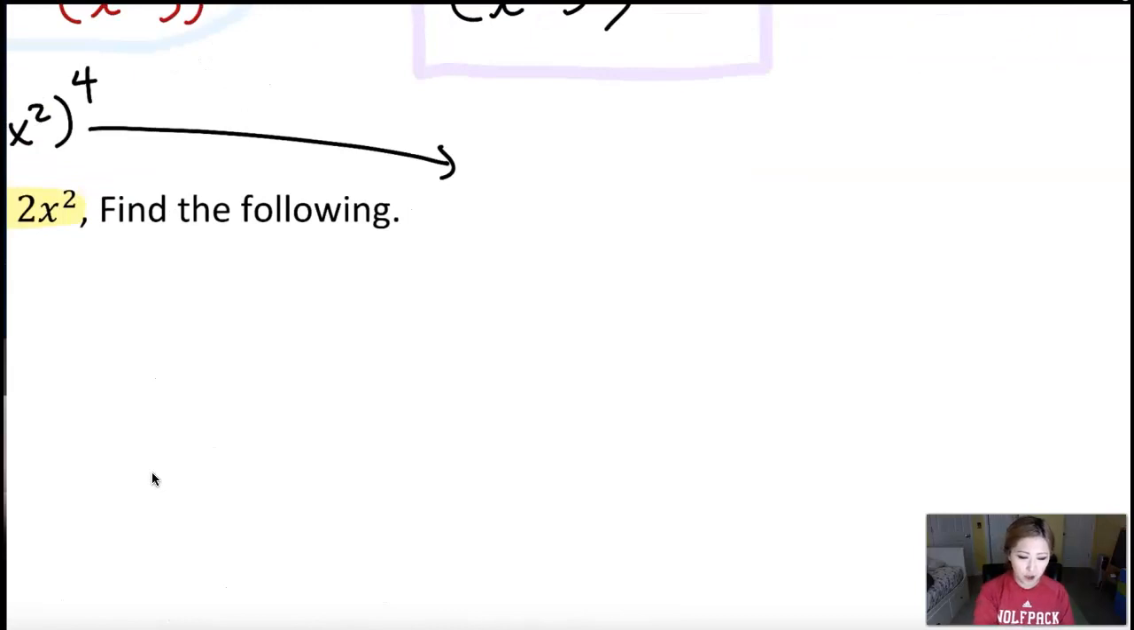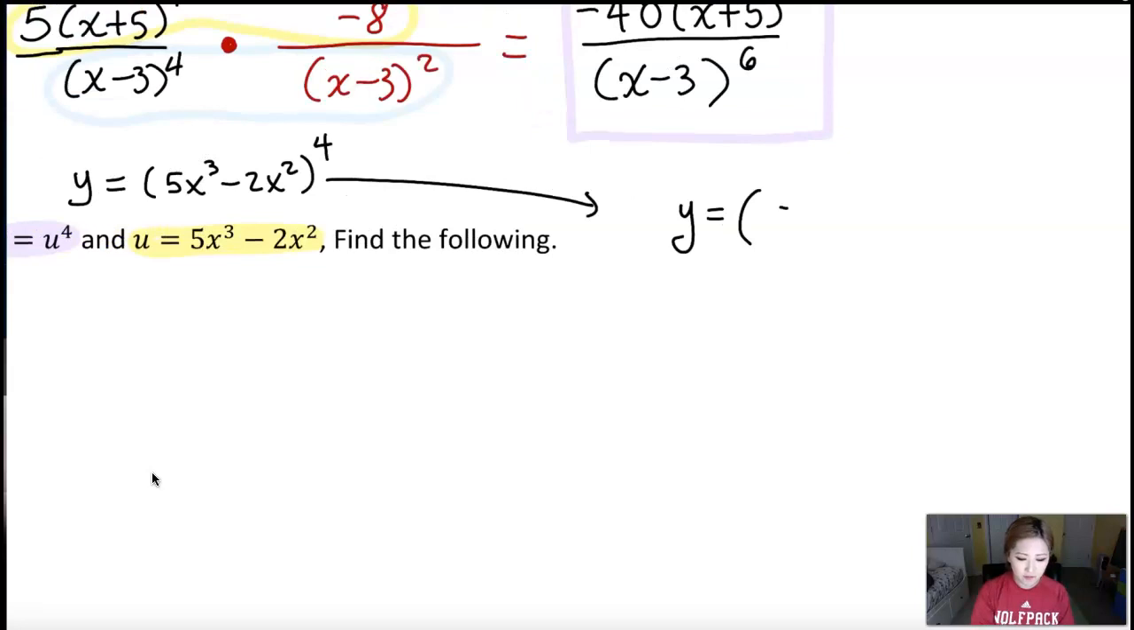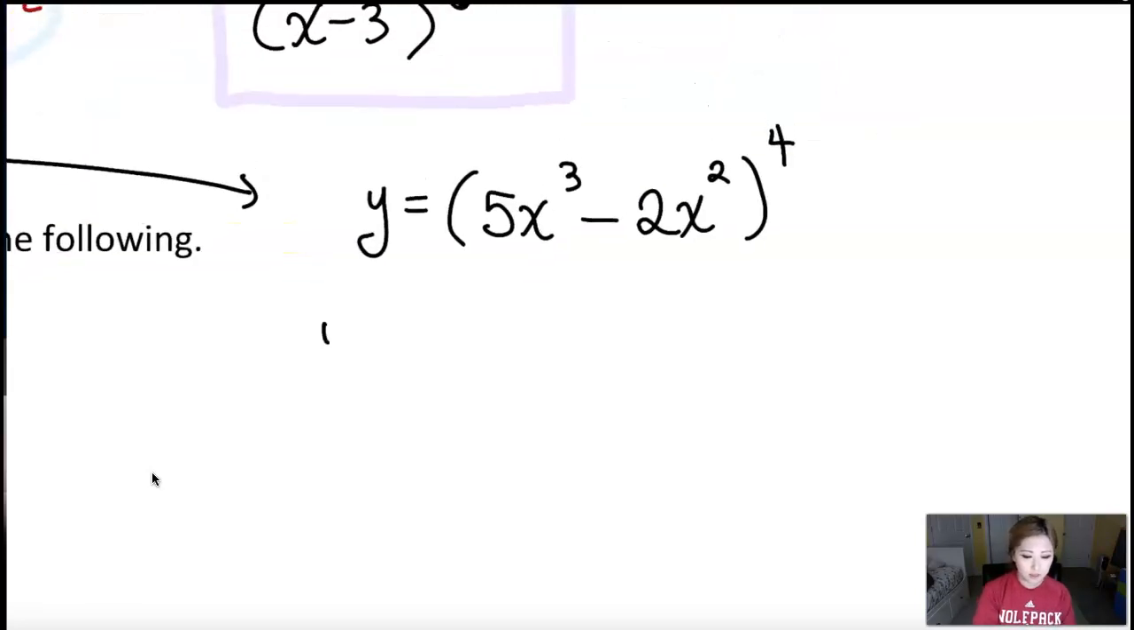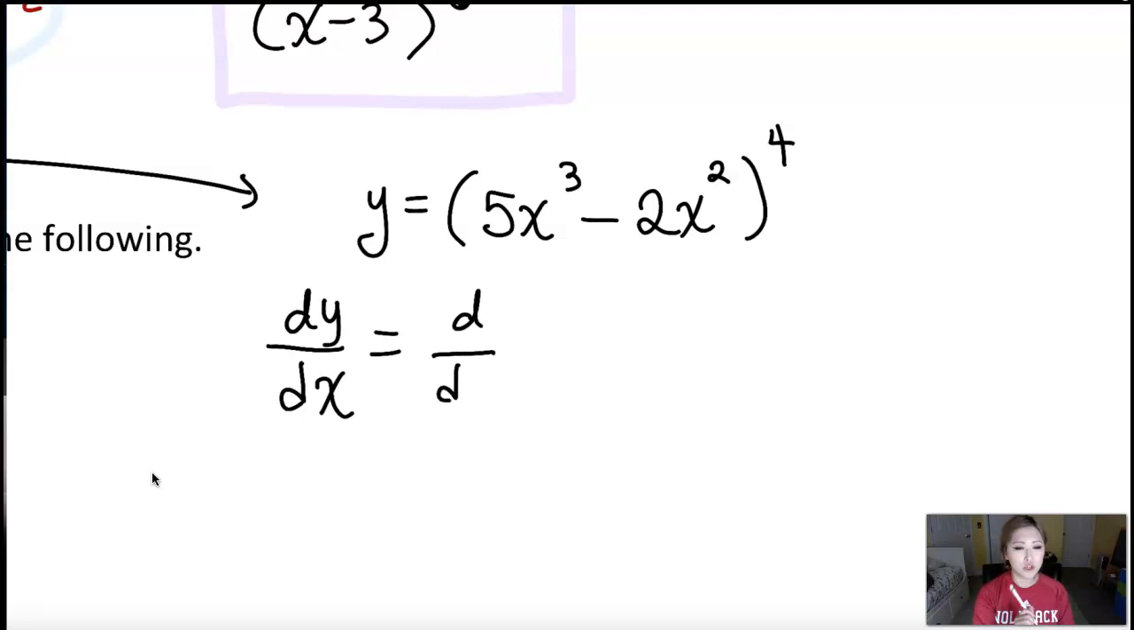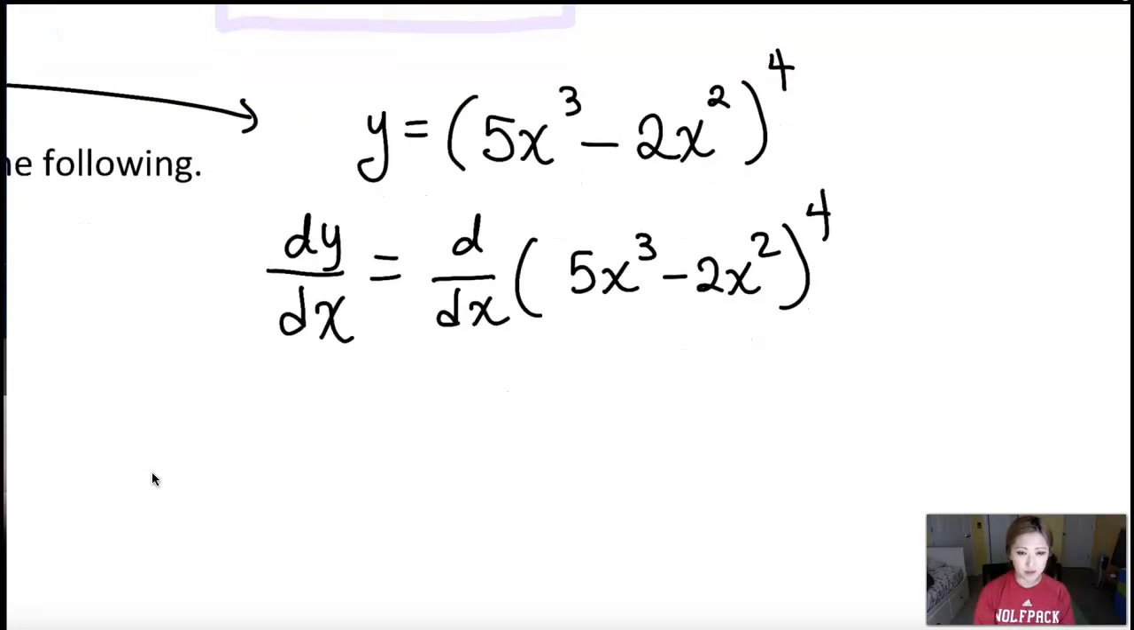So let me go ahead and write down the y equals parenthesis 5x to the third power minus 2x squared, and that's getting raised to the fourth power. Let's find y prime, or how about I call this dy dx. It's the same thing, right? Let's find the derivative of y with respect to x. So what I'm doing is I'm finding the derivative of this expression, right? Let's find what it is.